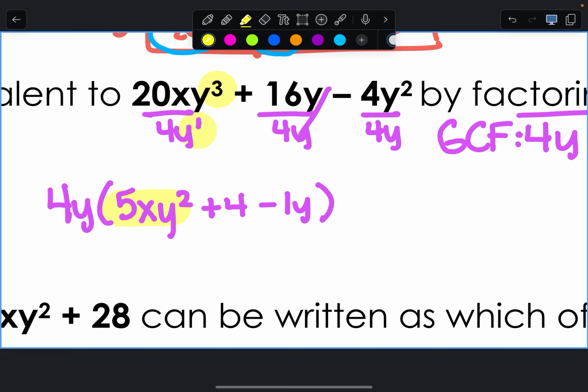Now look at the inside. Can you kidnap that? No. So that's how you know you can only take out the greatest common factor and you stop there.